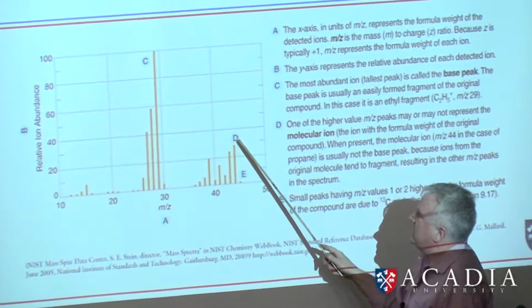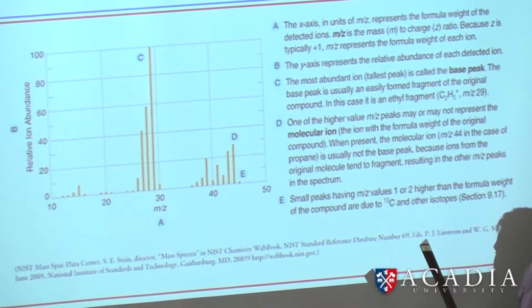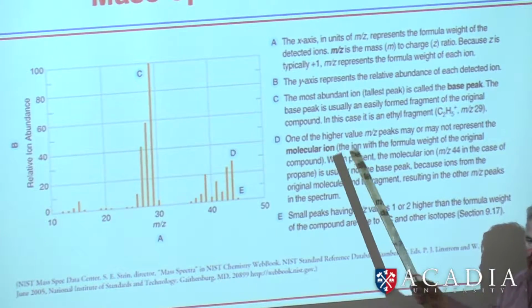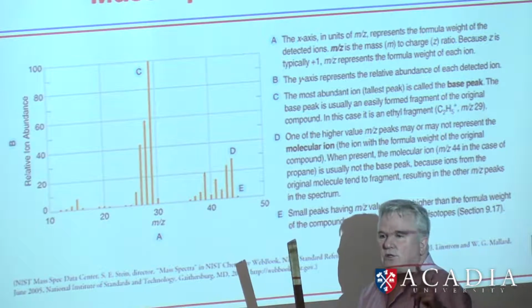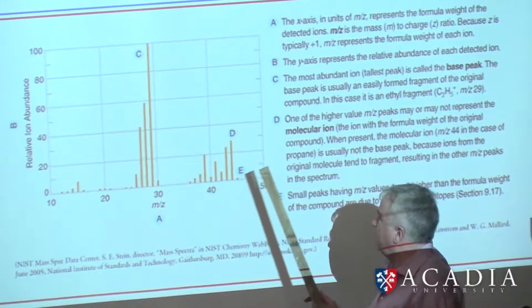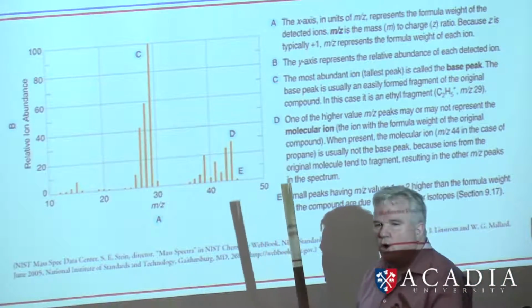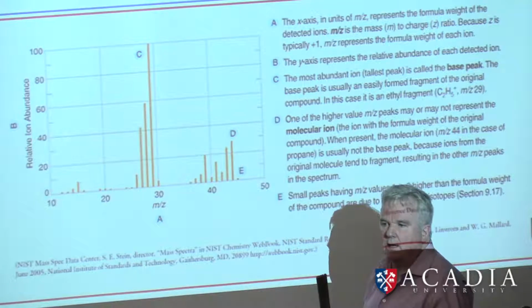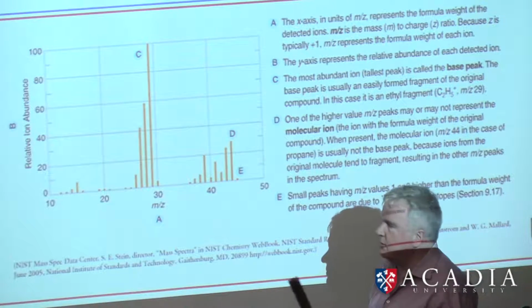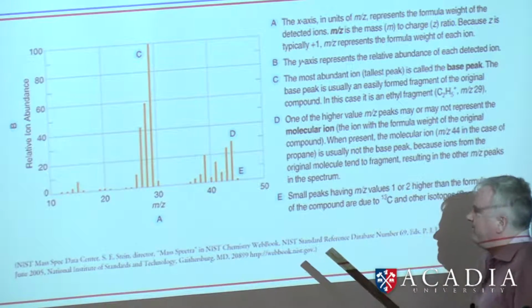This thing, we talk about that. In this case, that's our molecular ion. That is, it's propane with just one electron knocked out, mass of 44, and we see it. We don't always see our molecular ion. Quite often, we don't, and we'll talk about that in just a second.